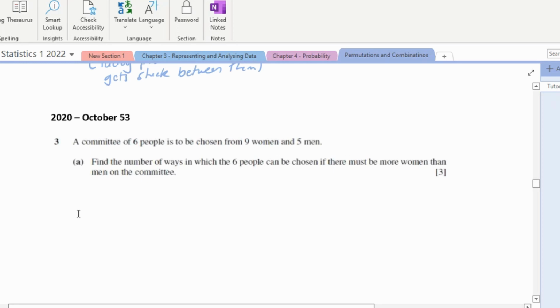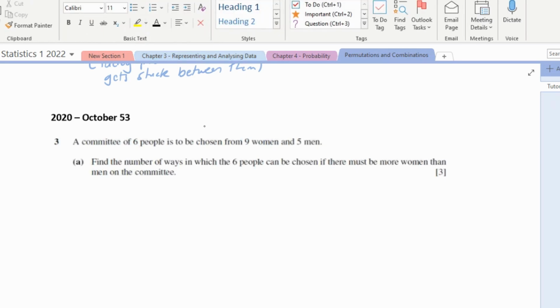October 53. A committee of 6 people is to be chosen from 9 women and 5 men. Find the number of ways in which 6 people can be chosen if there must be more women than men on the committee, right? More women than men on the committee.